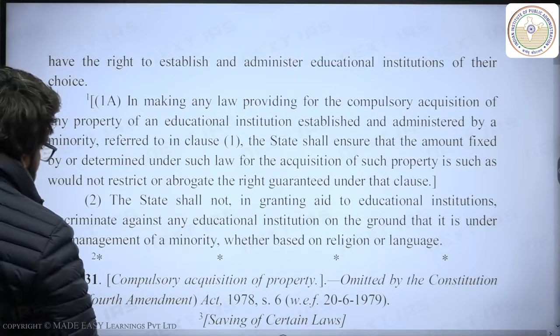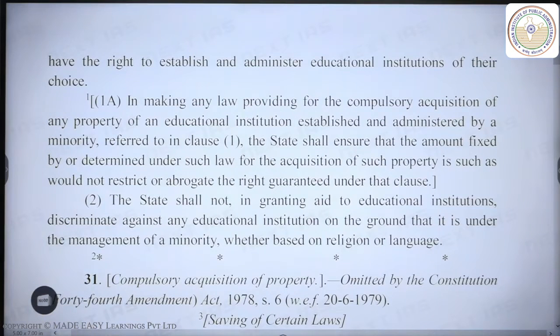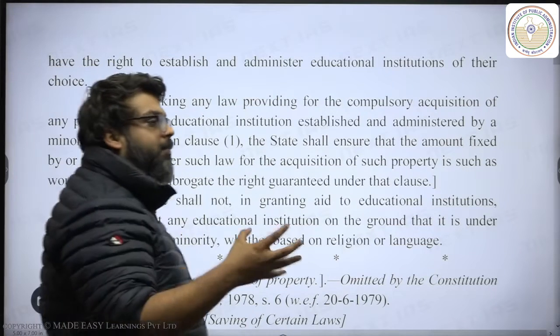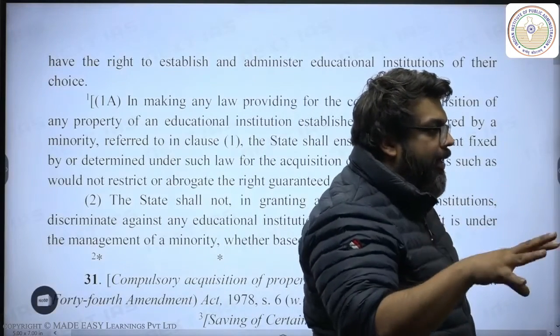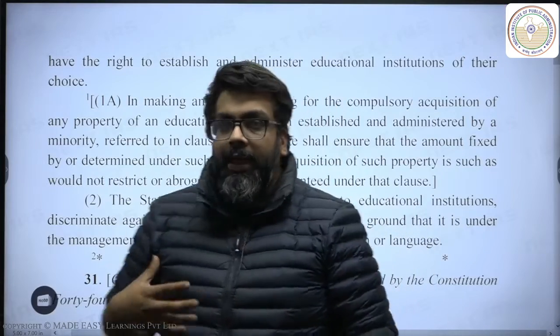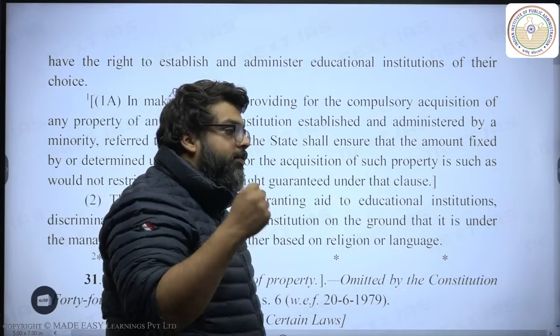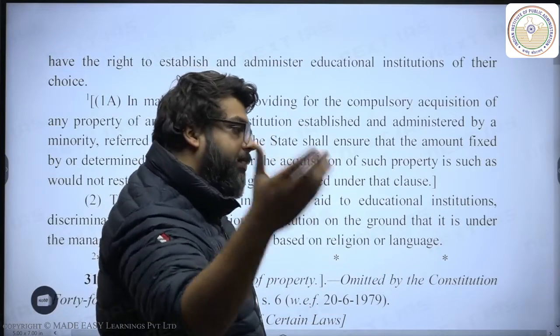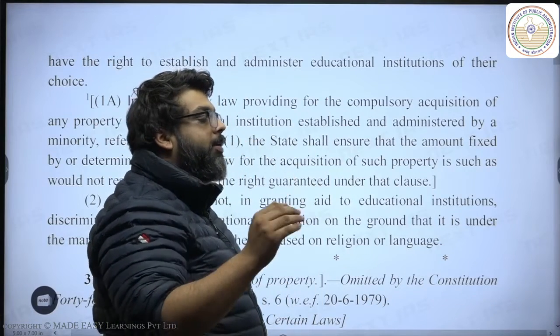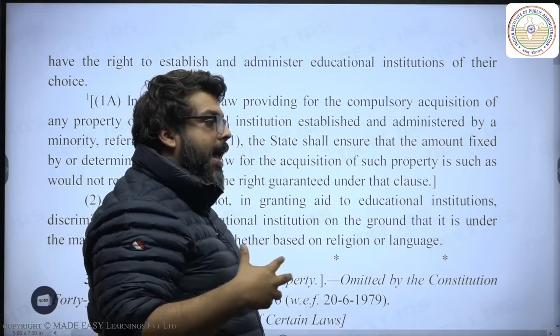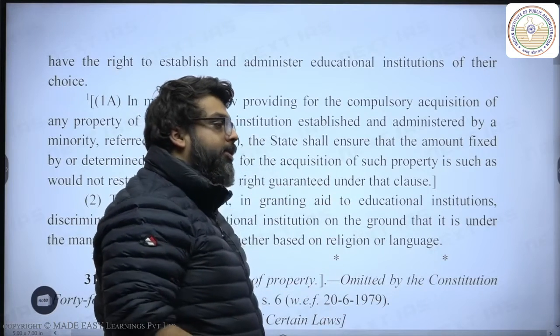Now, there was an amendment which was made here, and the amendment said, in making any law providing for the compulsory acquisition of property of an education institution established or administered by a minority referred to in clause 1, the state shall ensure that the amount fixed or determined under such a law will not restrict or abrogate the right under that clause, which basically means if the government has to acquire your land and your land is the land of a religious or a linguistic minority institution, the amount of money that is going to be given to you, because you have to compulsorily sell your land to the government, will not be a bad number, will not be an unfair number, and it will help you further propagate your religion and your language.